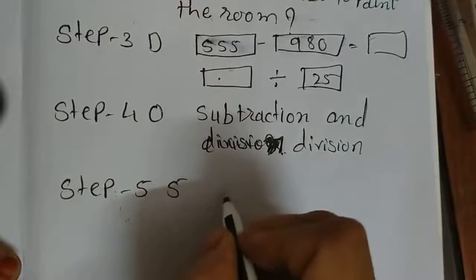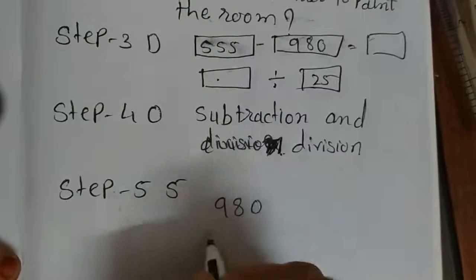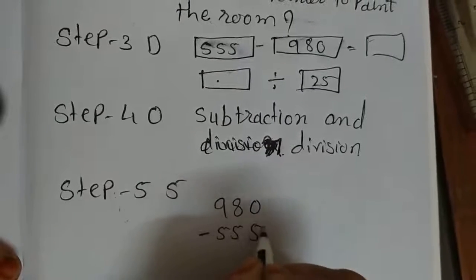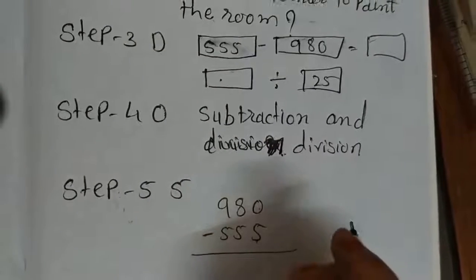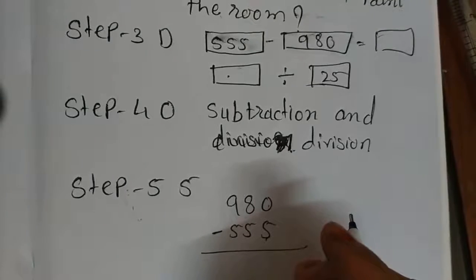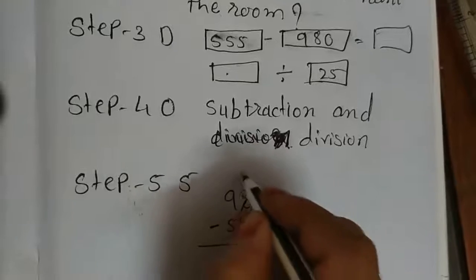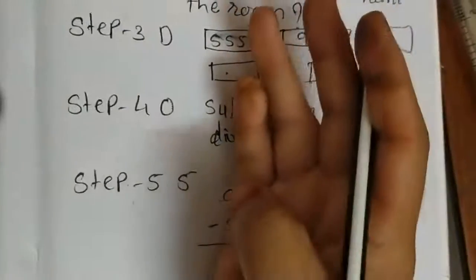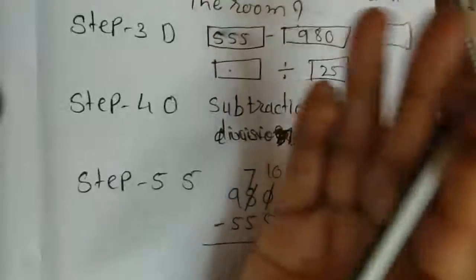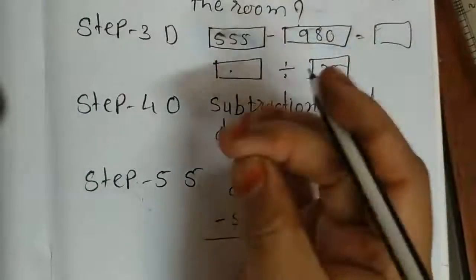So first of all we have to do the subtraction. 980 minus 555. 0 minus 5 is possible? Not possible. So students, we have to cut 8, write there 7, cut 0, write here 10. 10 on your finger: 1 2 3 4 5 6 7 8 9 10. Cut 5: 1 2 3 4 5. The remaining number is 5.